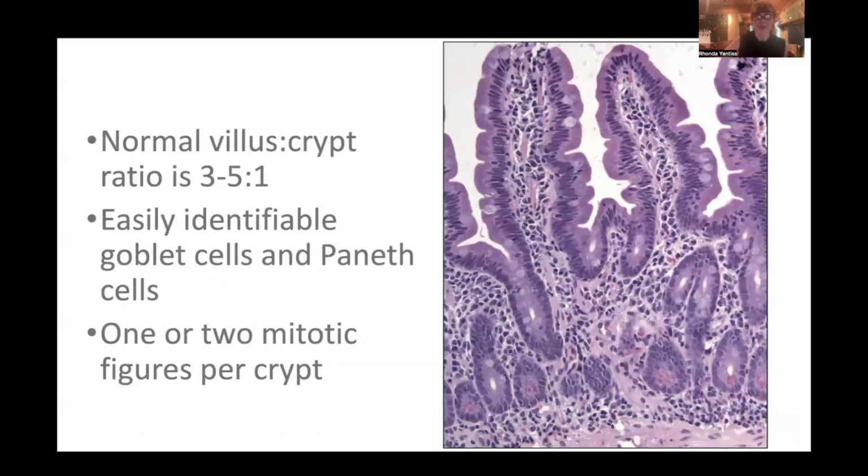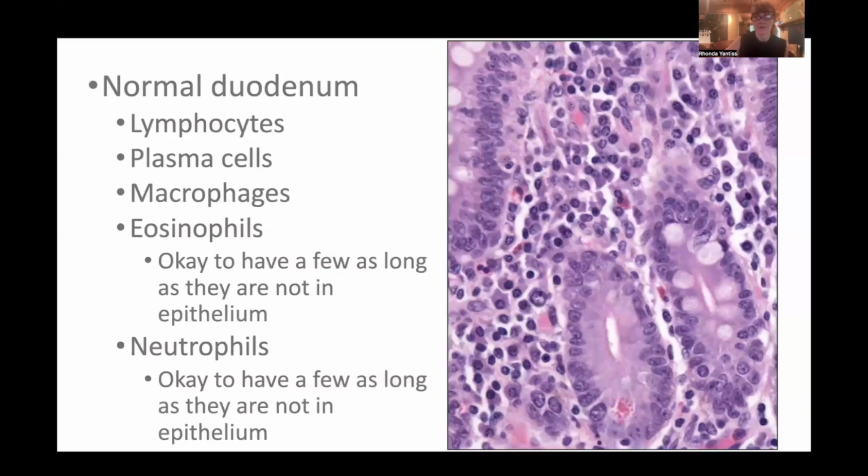lymphocytes. Now, in the normal duodenum, we expect the villus to crypt ratio to be somewhere around 3 to 5 to 1, meaning that the villi stick up about 3 to 5 times as high as the crypts dive down into the lamina propria. We expect to see easily identifiable goblet cells and Paneth cells scattered throughout the deeper crypt region, and it's okay to see 1 or 2 mitotic figures in a crypt.